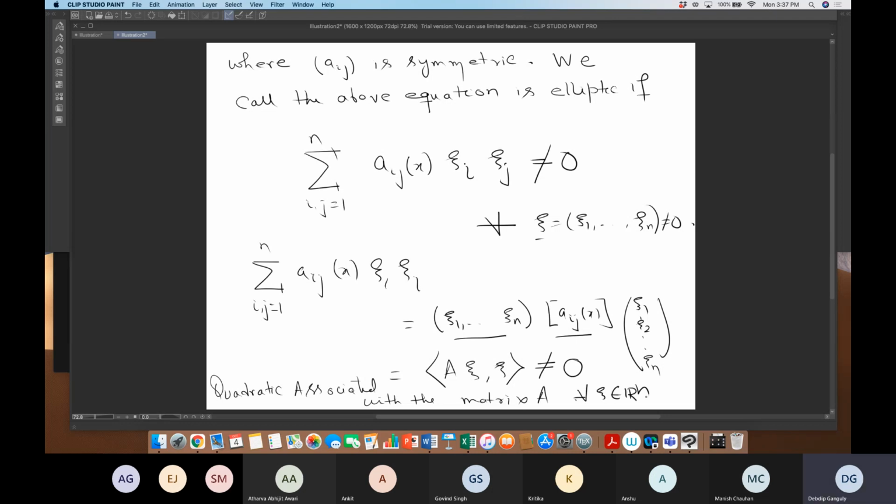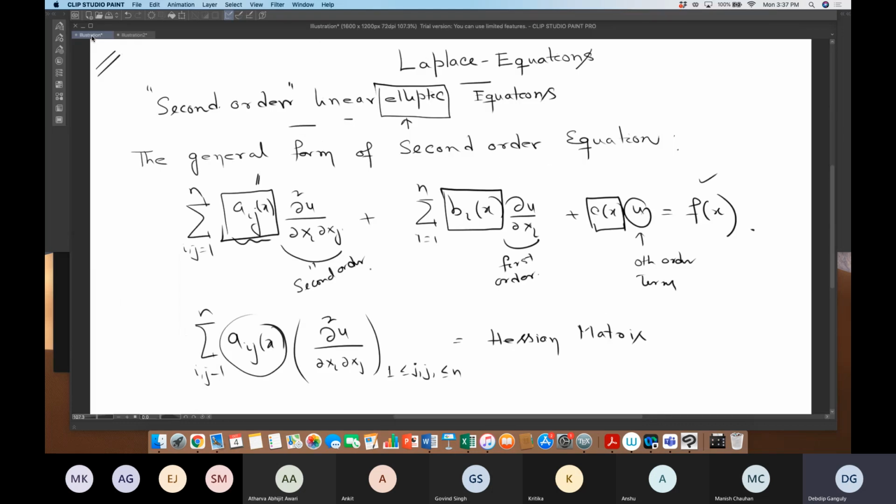So just come again, start. This is a second order elliptic equation. You understand, this is a second order linear equation. Now we have introduced a new term, what is called elliptic.